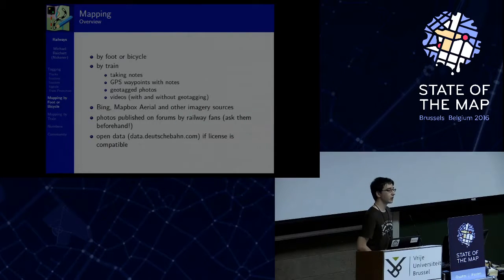Of course, you can do couch mapping using Bing or other aerial imagery sources. You can use photos published on railway forums, but you should ask the photographers beforehand. Or if your country has open data sets about railway infrastructure, you could think of using them as an additional source, but only as an additional one.